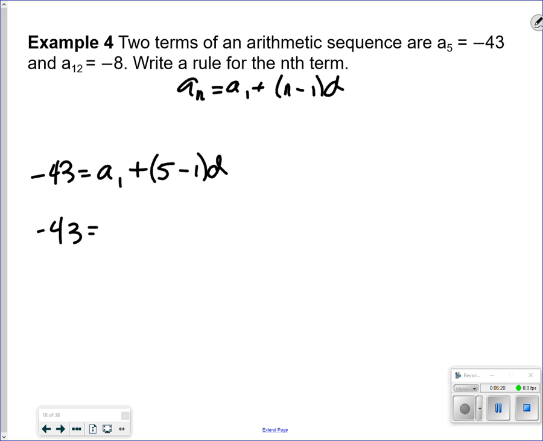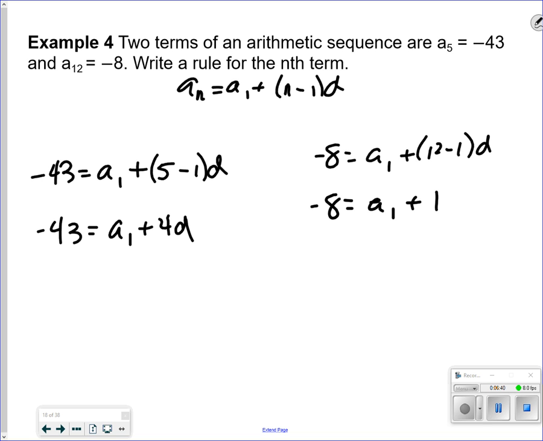So this would be a sub 1 plus 4D. The next one, a sub 12. So negative 8 would equal a sub 1. I still don't know that one. But I do know n for this one. So 12 minus 1D, a sub 1 plus 11D.